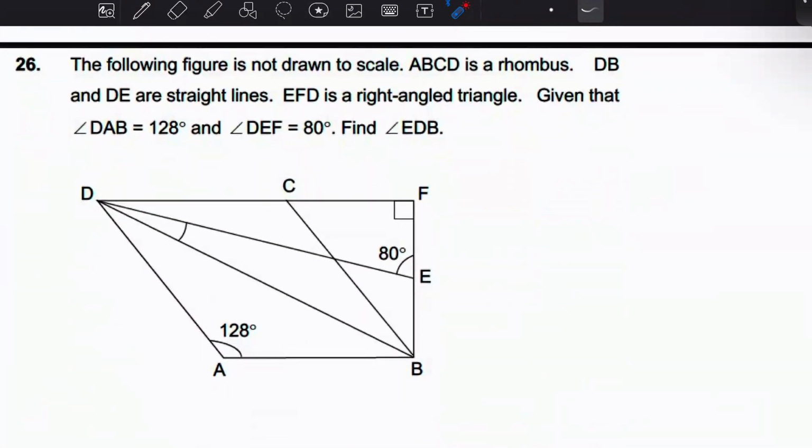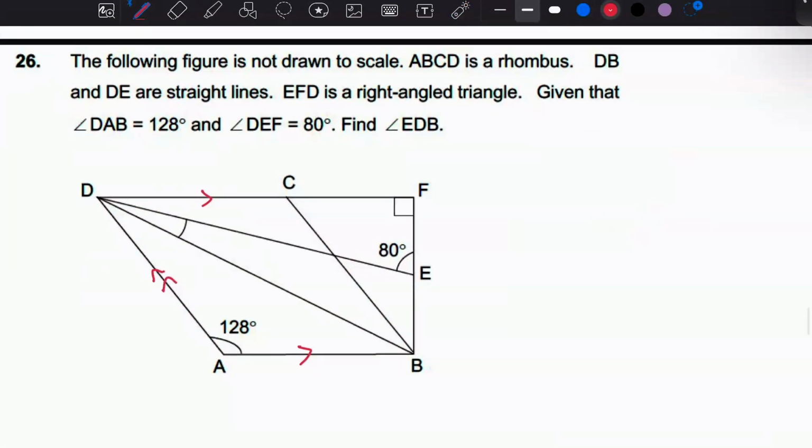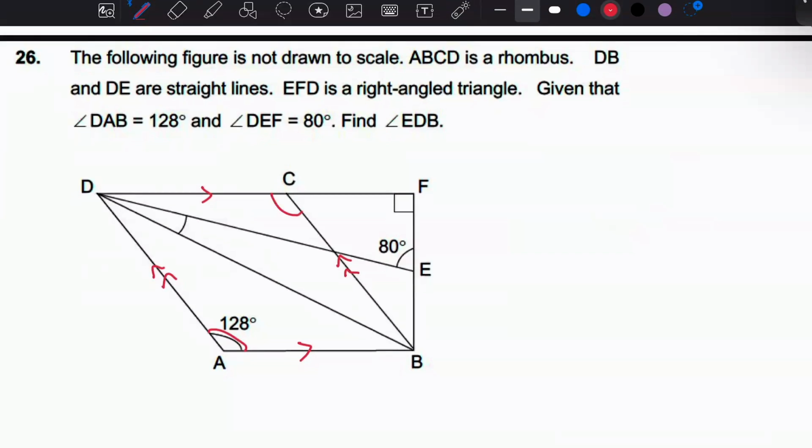Question 26. The following figure is not drawn to scale. A, B, C, D is a rhombus. So this is your rhombus. So when they say that this is a rhombus, you know that, okay, these are parallel lines. These are parallel to each other, right? Therefore, these 2 angles are the same. And then these 2 angles are the same, right?